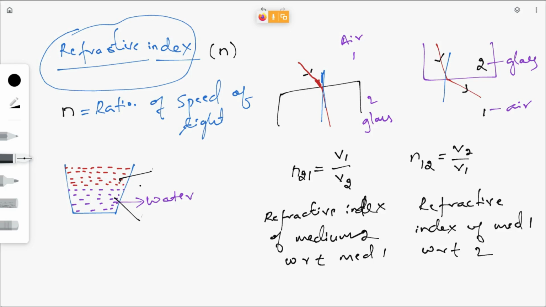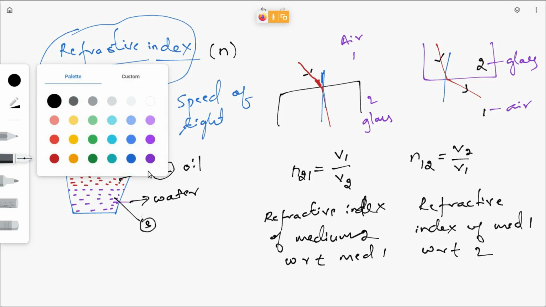Okay, so for example, here in this case, this is your medium 1 and this is your medium 2 and this is your medium 3. Okay, one is air, one is oil, third one is water. Water is more denser, so it will be at the bottom. So this is water and this one is oil. So there are three different mediums, right?